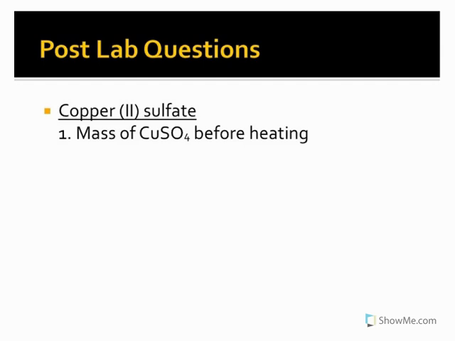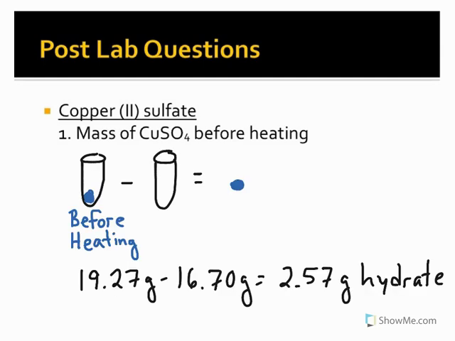The first calculation is sort of a check. You were supposed to measure 2 to 3 grams of the copper 2 sulfate hydrate into your test tube before you heated it. This is a check to see whether or not you had a large enough sample. So to do this, you take the mass of the test tube and the hydrate before heating and subtract the mass of the empty test tube. And that will give you the mass of the hydrate.